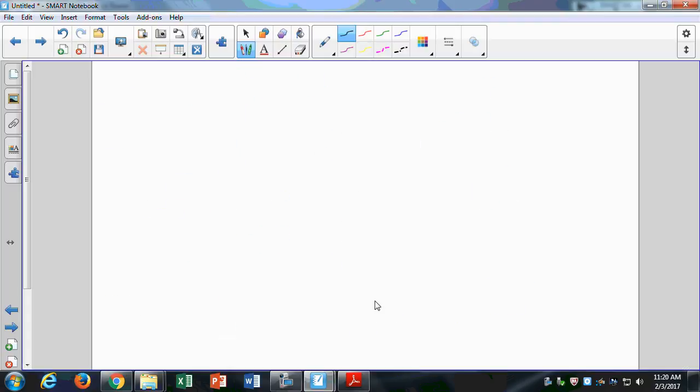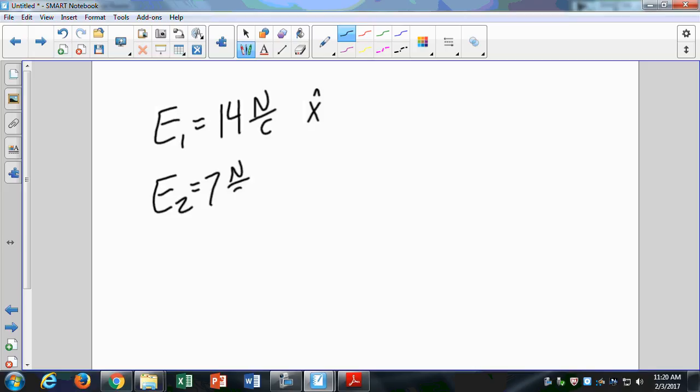Okay, let's see. So, 2 uniform electric fields are superimposed. The first is E1 equals 14 newtons per coulomb, and it says it's in the x direction. I'm going to do a little x hat. That means it's in the x direction. And the other, E2, is 7 newtons per coulomb, and it's in the y direction. I'm going to give a little y hat. With respect to the positive x-axis, at what angle will a positive test charge accelerate in this combined field?